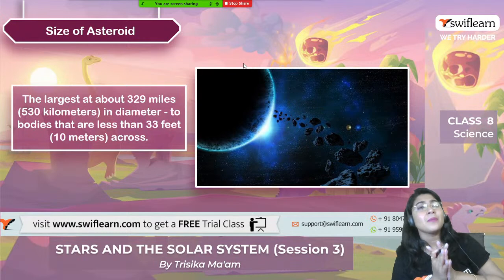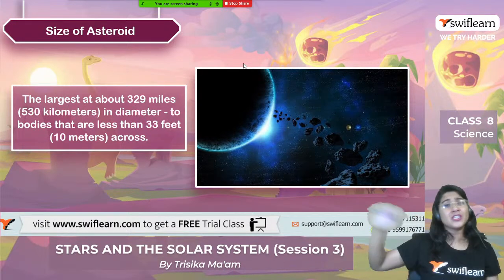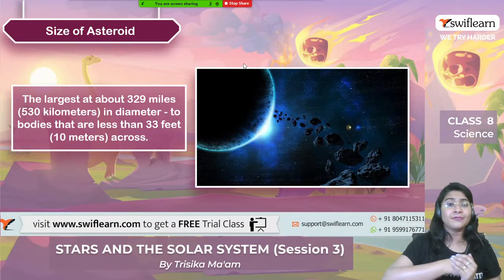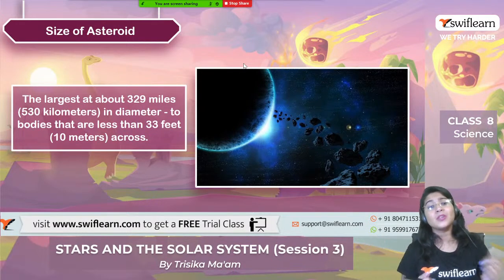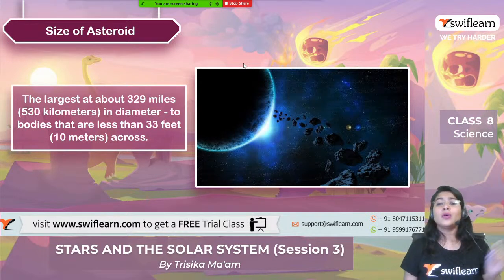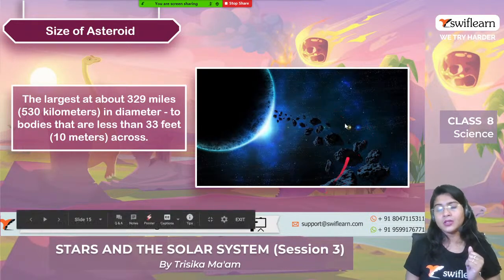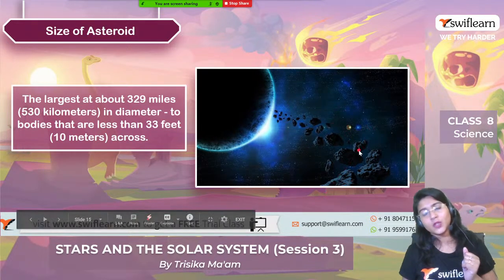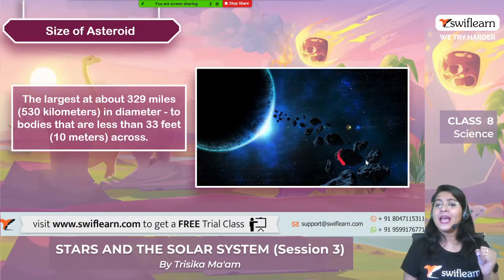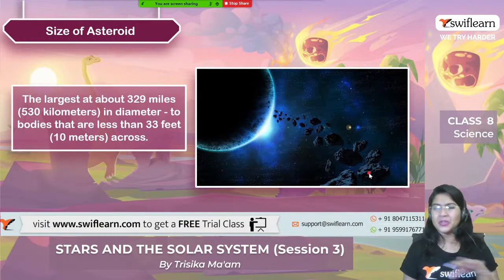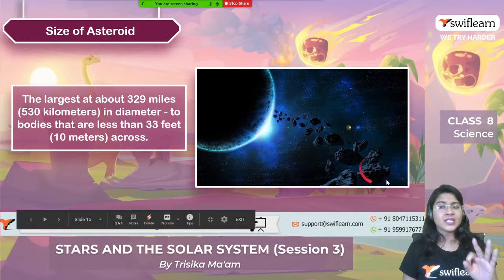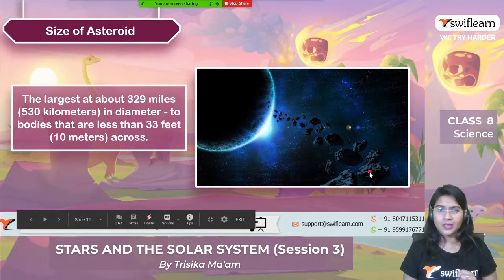Okay, so it can be as large as a diameter of 530 kilometers, as well as very small, with a diameter of 10 meters. So it actually varies from one another, and we can see over here it is forming a belt-like structure in the solar system. They do not have a particular shape; they have different irregular shapes, and from the outer side we can see that they seem to be rocks, right?